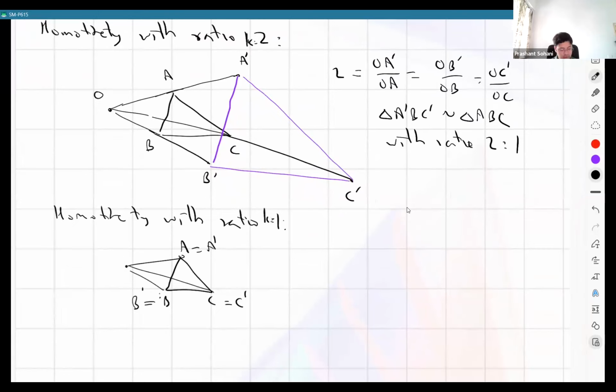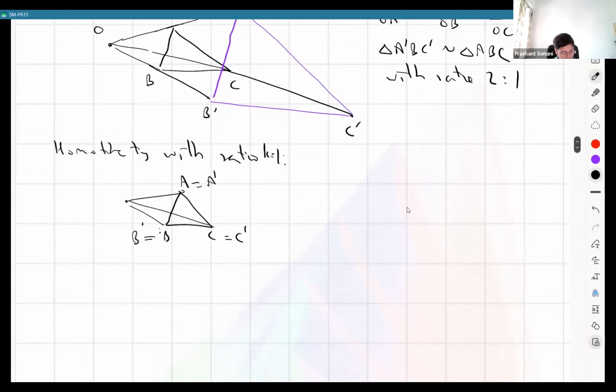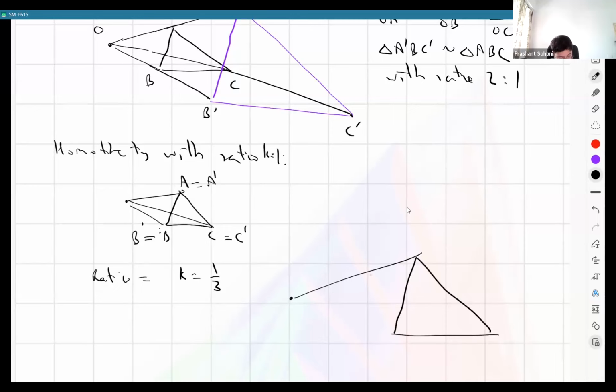What about if the ratio is less than 1? Let us say the ratio is 1 by 3. Now it will not increase the size of the object, it will reduce the size of the object. The picture will look something like this: your original triangle is like this, then after you apply the ratio 1 by 3, roughly speaking, your new triangle will be something like this. So the original triangle ABC has been reduced in dimension to a smaller triangle. So homothety can do both. It can increase the size, keep the size the same, or reduce the size.